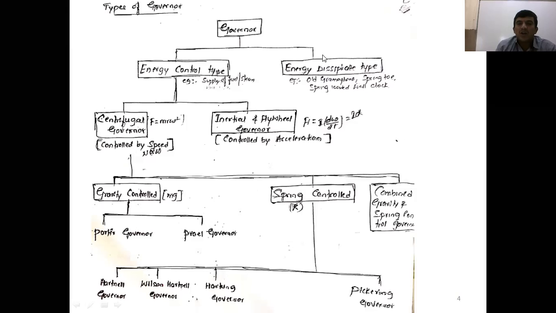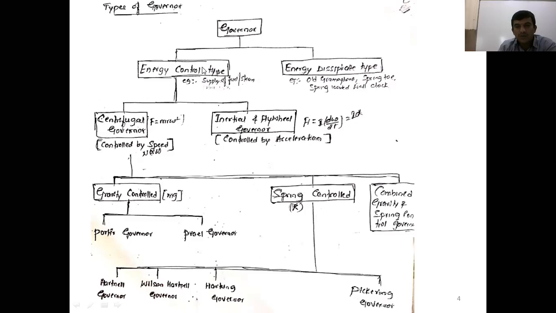Energy dissipated type means the device already stores energy, and then it is continuously dissipated. It involves conversion of energy from one form to another. If potential energy is stored in the body, then it is converted into kinetic energy. That is called the energy dissipated type. We can see that almost all spring toys are the energy dissipated type. For our syllabus, we have only the energy controlled type.